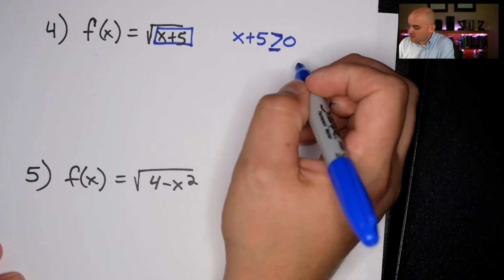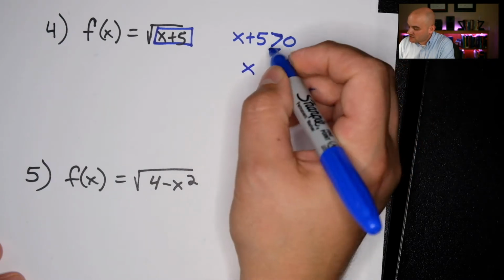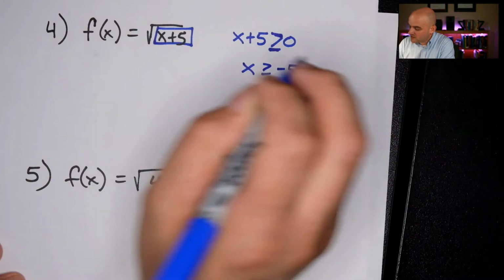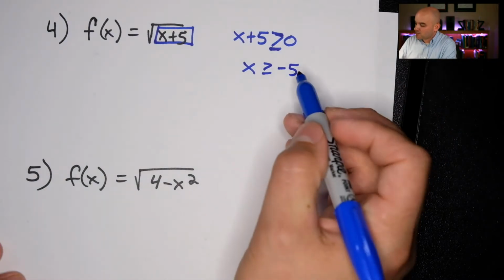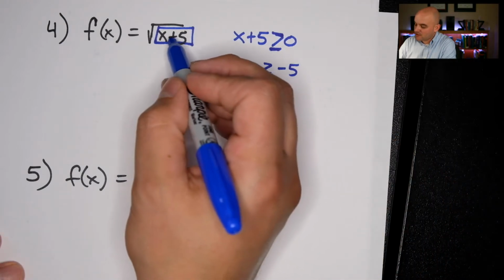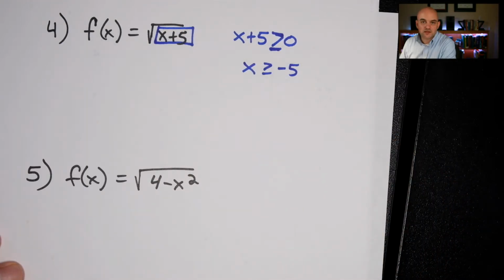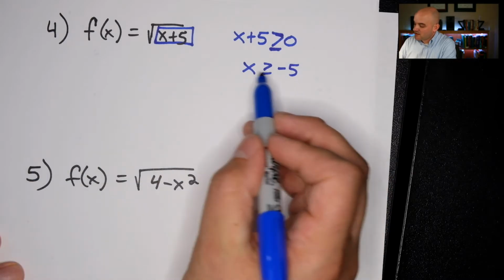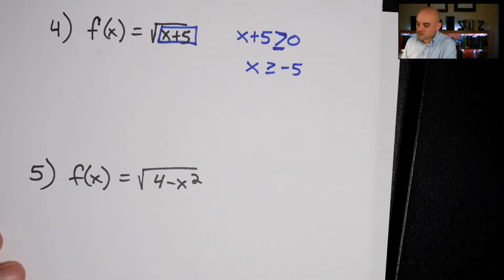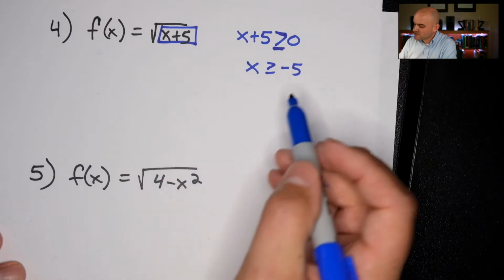And now I'm going to solve it for x. So x, subtract 5 from both sides, and x must be greater than or equal to negative 5. You can plug in points when you look at this, like negative 3 is bigger than negative 5. If I put in negative 3, I get the square root of 2. That's okay. If you put in negative 5, you get negative 5 plus 5 is 0. Yeah, you can take the square root of 0.